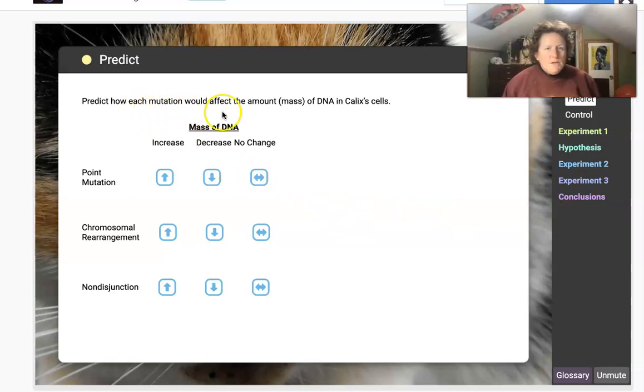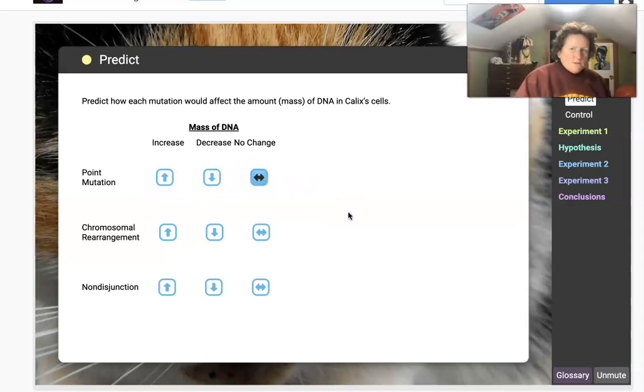Predict how each mutation would affect the mass of DNA in Calix's cells. Well, if only one point in the DNA gets changed, like a base pair gets changed out, that's not going to affect the mass of the DNA. So that's going to stay the same.